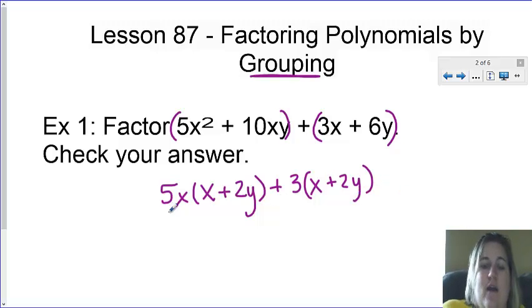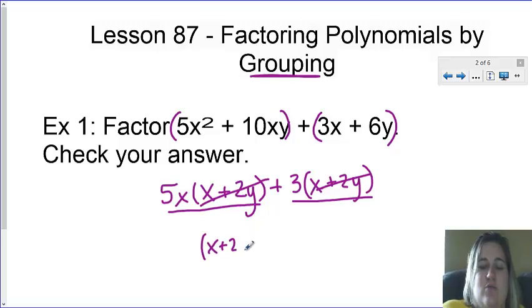So now I have these two terms, and this is where it looks very similar to factoring those trinomials, because I have the same thing here and here, so I'm going to factor those out. I have x plus 2y, and then in the other set of parentheses I'm going to write what's left, which is 5x plus 3. This is my final answer.